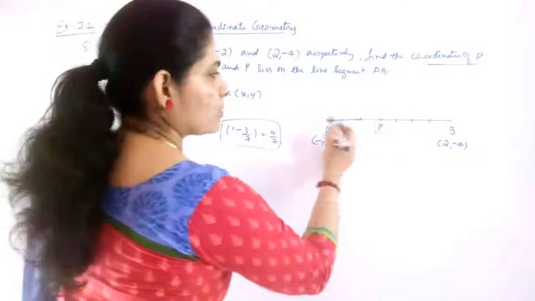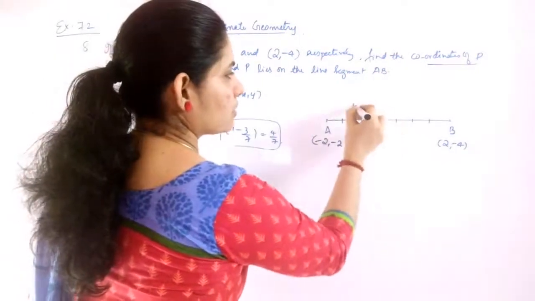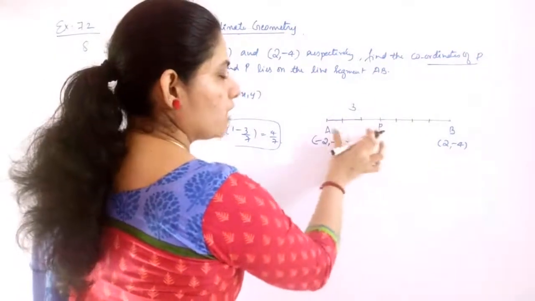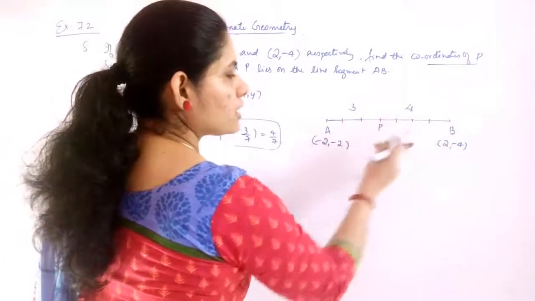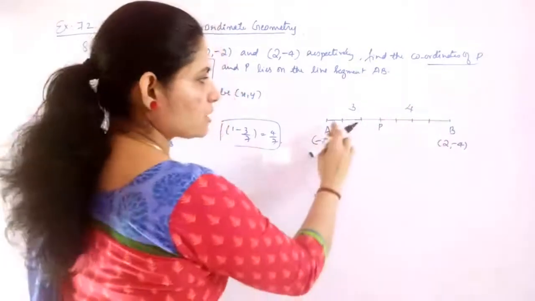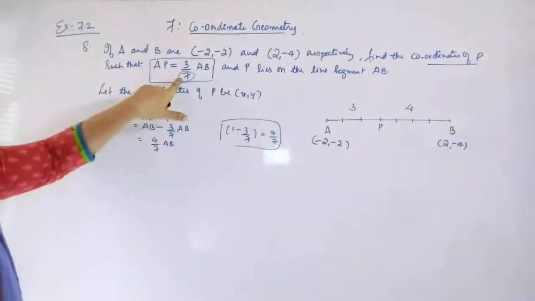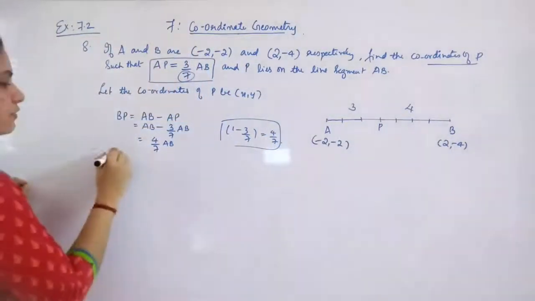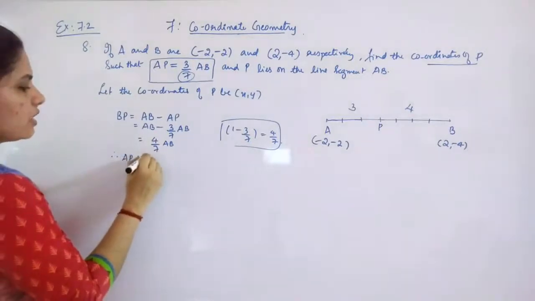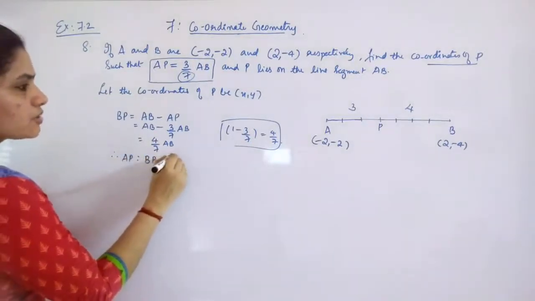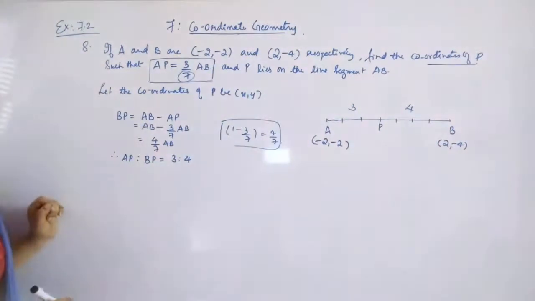So from that you can just say that the ratio of AP is to PB will give you 3 is to 4. Understood? You can just see 1, 2, 3, 1, 2, 3, 4. Why have we divided into 7 equal parts? Because it is given here. Understood? So therefore AP is to BP is equal to 3 is to 4.